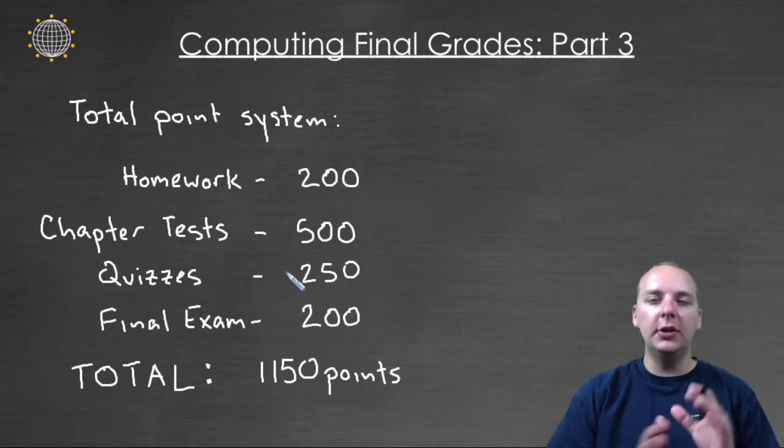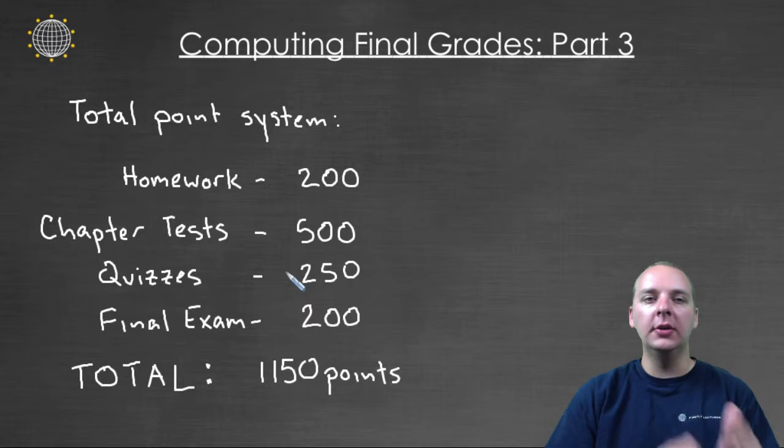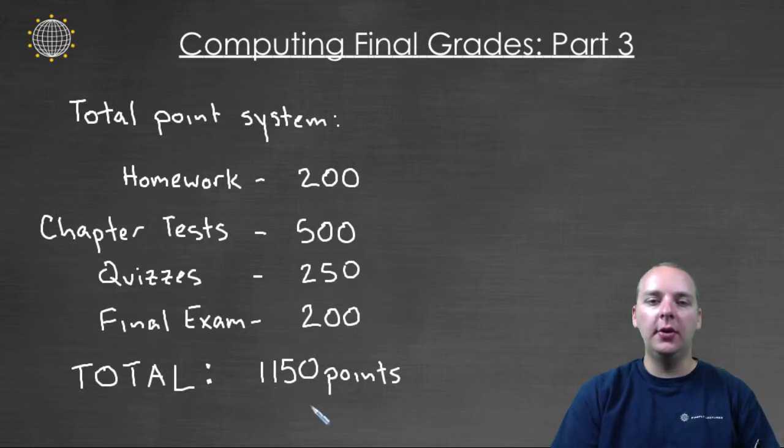So you can adjust the weights, or how much importance each category plays in your final grade, but it's done just a little bit differently. It's done based off of the total points. Nevertheless, at the end of the semester, you have a total number of points available, and in my example I have 1,150 points. So how do we compute our grade at the end of the semester using this type of system?